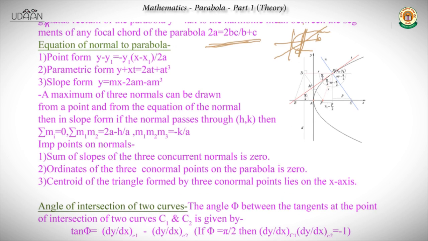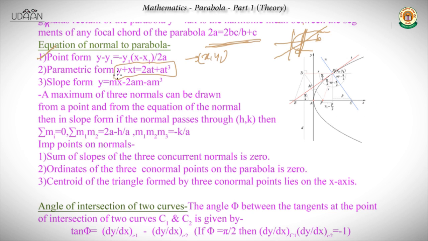The point form, how to derive the equation. We know that the normal is perpendicular to the tangent. So if we calculate the slope of the tangent, we can easily calculate the slope of the normal. On solving, we get the point form of the normal as y minus y1 equals minus y1 into (x minus x1) by 2a, at the point (x1, y1). Next, the parametric form of the normal to a parabola is given by y plus xt equals 2at plus at cube. It is a very important formula and we need to remember that.